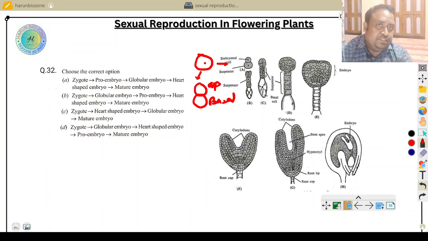What is the function of the suspensor cell? The suspensor cell helps attach the embryo to the endosperm for food. The first embryo stage is the globular stage, then the heart shaped stage, then the torpedo stage. So the zygote, then the proembryo stage where the suspensor cell is produced, then the globular stage, then the heart shaped stage, and this is the mature embryo stage.